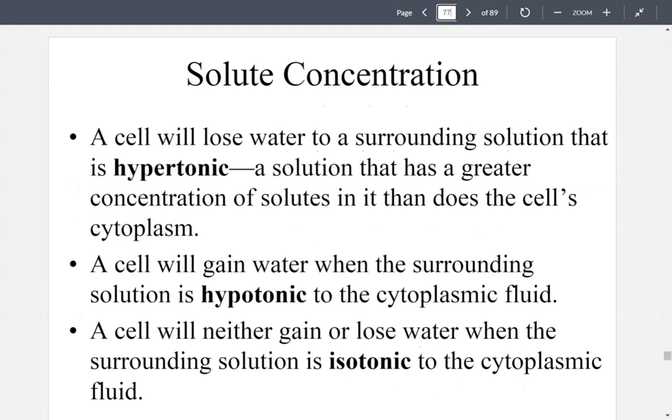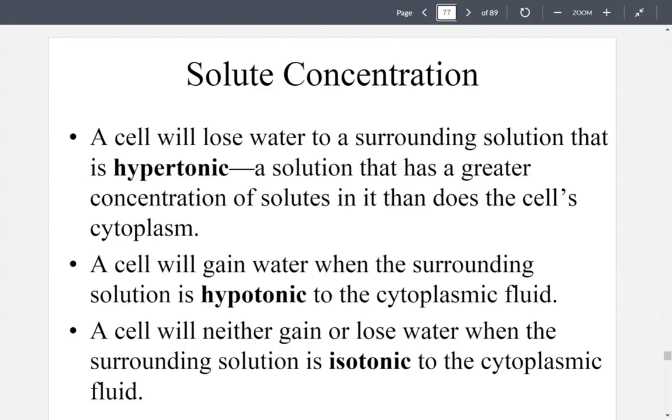Now, this brings up a point. We need to talk about something. Whether or not a solution is hypertonic, hypotonic, or isotonic is dependent upon the fluid outside of the cell. The reference point is the cell. We're talking about what is outside the cell. So if a solution is hypertonic, the solute concentration is greater outside the cell than inside the cell. Therefore, the cell will lose water because water is leaving the cell. The cell is going to shrivel up.